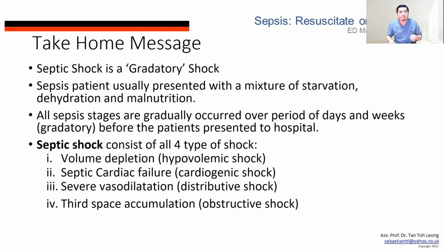So, take home message: septic shock is a gradual shock, and sepsis patients usually present with a mixture of starvation, dehydration, and malnutrition. All sepsis stages occur gradually over a period of weeks before the patient presents to hospital. That's why I say this is a gradual shock. So septic shock can consist of all types of shock: volume depletion or hypovolemic shock, cardiogenic shock, distributive shock, and also obstructive shock.